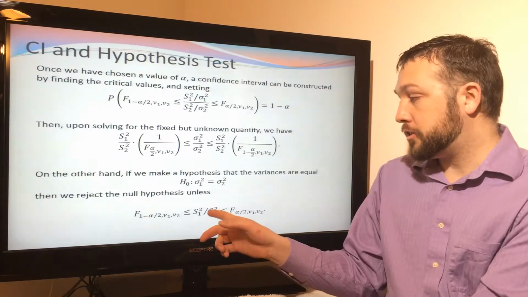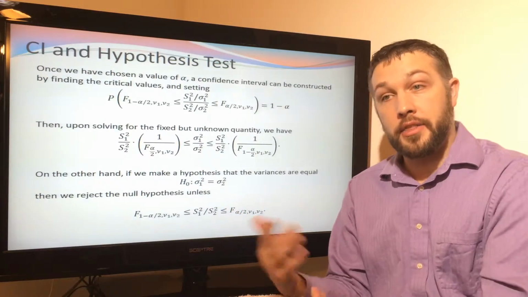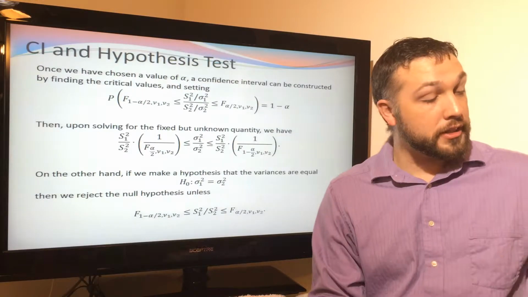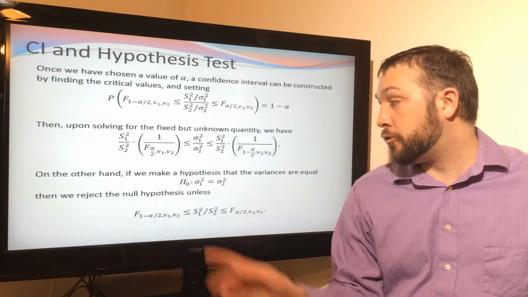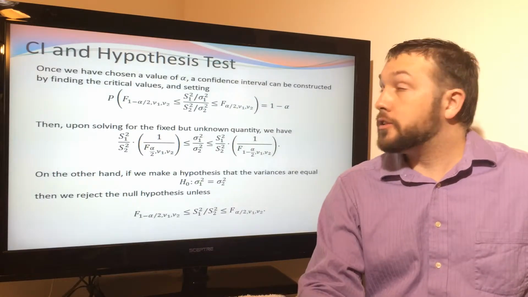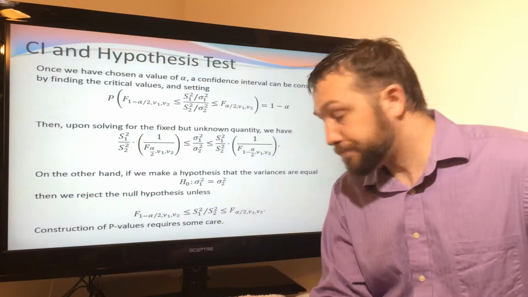But if S1 squared over S2 squared is either bigger than this value or smaller than that value, then the corresponding p-value is small, and I would reject the null hypothesis. And therefore I would reject the notion that the variances are equal. So these are the two things we can do with a ratio of variances.